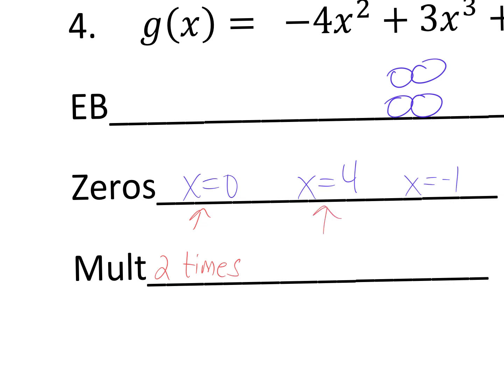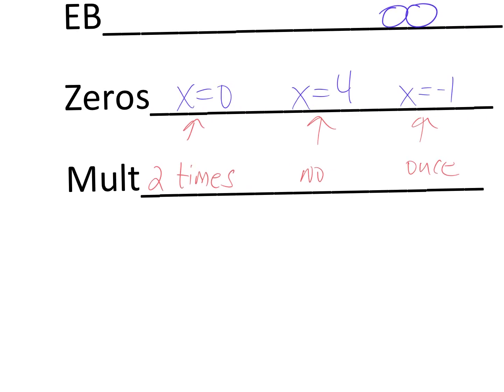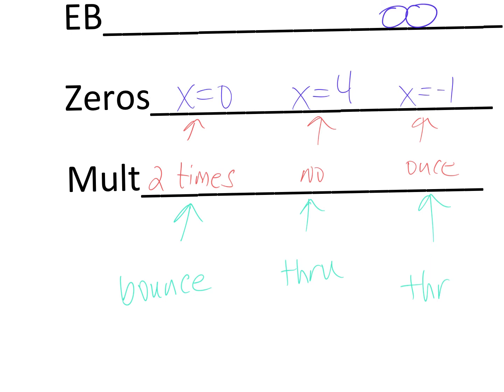Is there multiplicity at 4? No. Is there multiplicity at -1? No. You can write no or once or something like that. That's fine. But why is it important to note the multiplicities? Because you have to graph. What's it going to do here? It's going to bounce. What's it going to do here? It's going to go through. And what's it going to do here? It's going to go through.